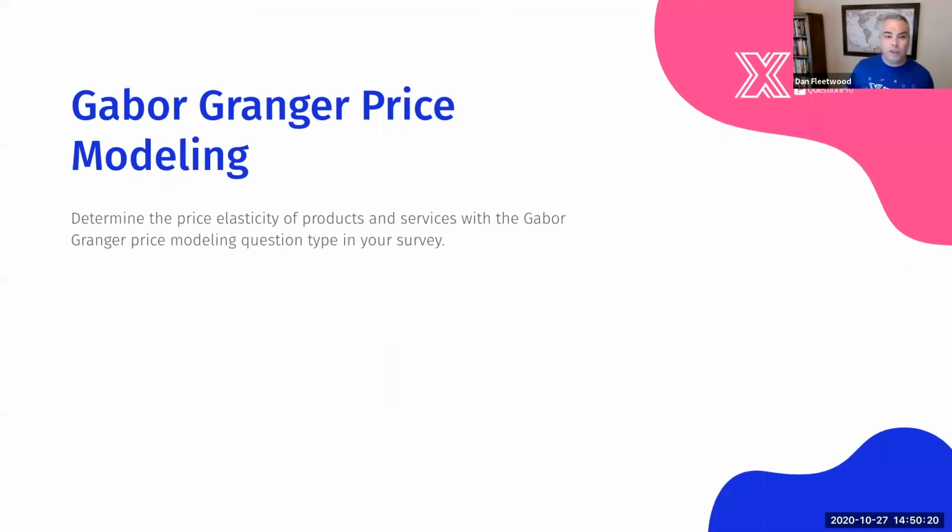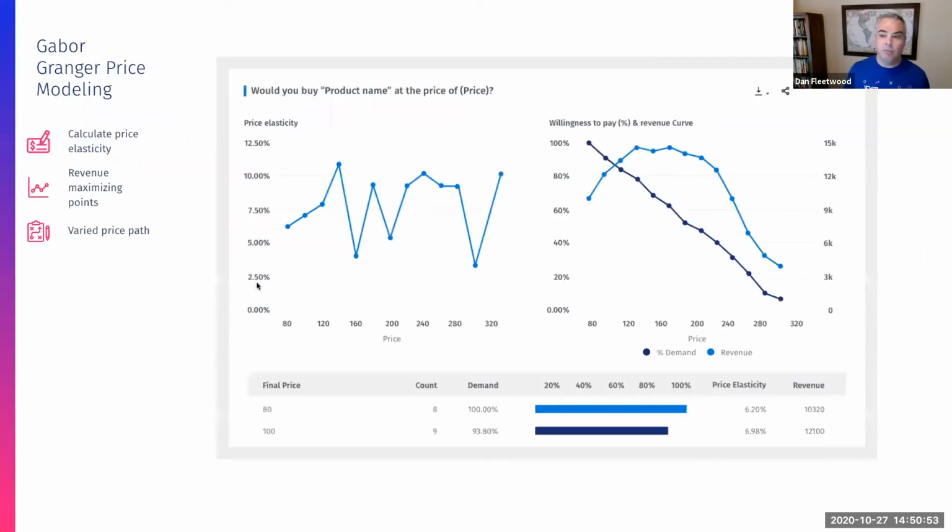We got a lot of requests for Gabor Granger, and getting that question type in as an addition to Van Westendorp and the other pricing sensitivity questions. If you're not familiar with Gabor Granger, the main aim is to find the maximum price each respondent is willing to pay for something, whereas with Van Westendorp, maybe you don't know the particular price, so you want to leave it open and see what that might be. But it really allows you to project price elasticity of the product, so you can find those maximum revenue points.